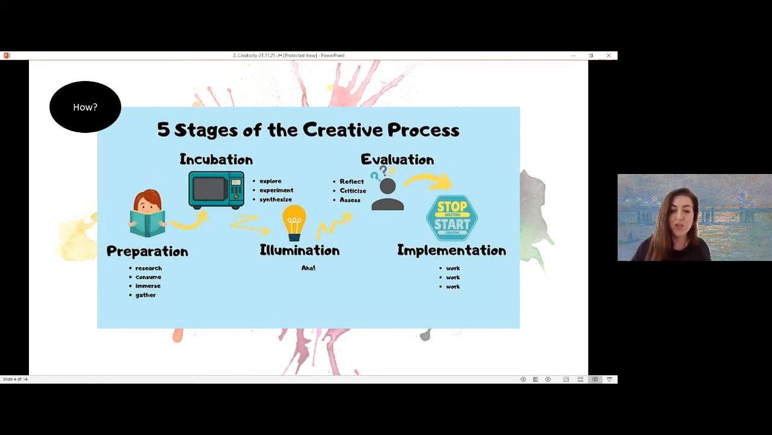And then implementation. So this is work. So putting that idea into practice. So there's no point in having an idea and not actually utilizing it. So they are the 5 steps of the creative process. Next slide, please, Miley.